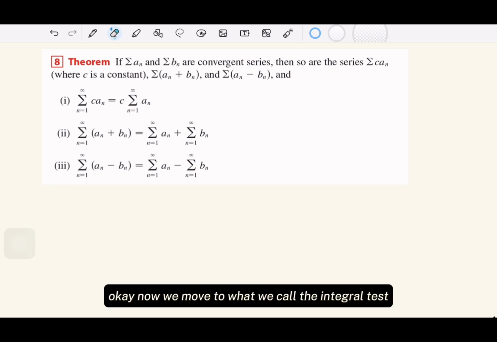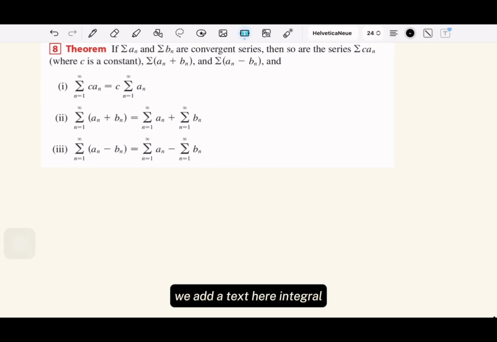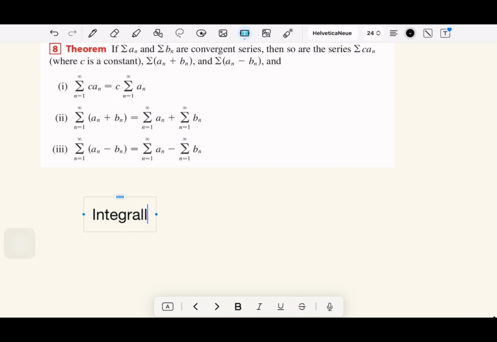Okay, now we move to what we call the integral test. Let me add text here. Integral. Make it bigger.